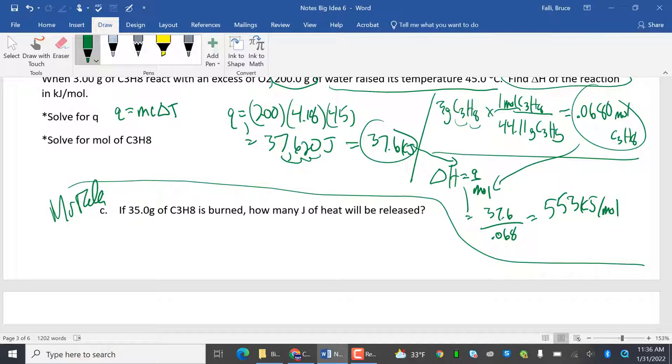So, if we are looking at 35 grams of C3H8 that is burned, how many joules of heat will be released?